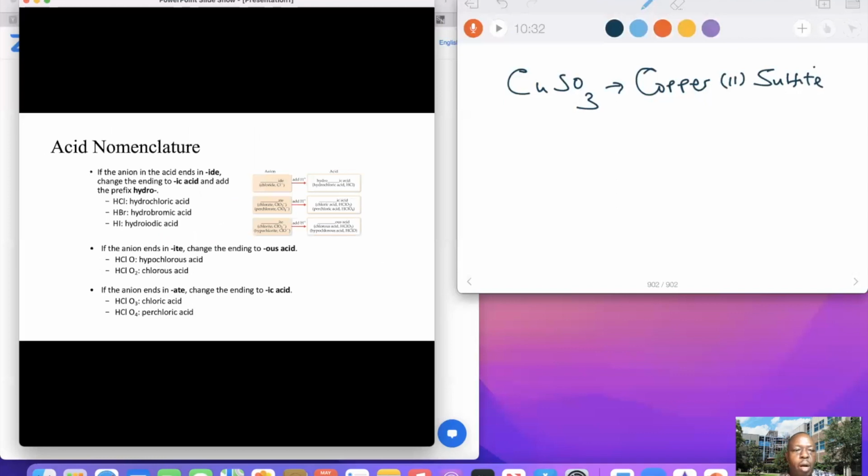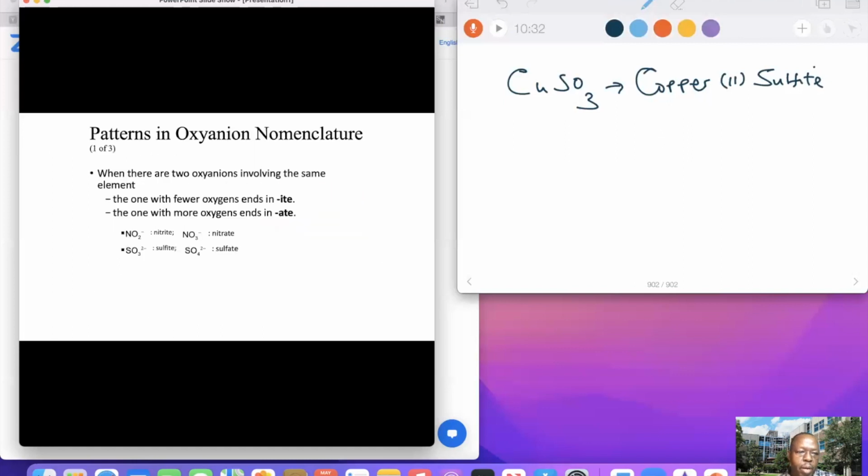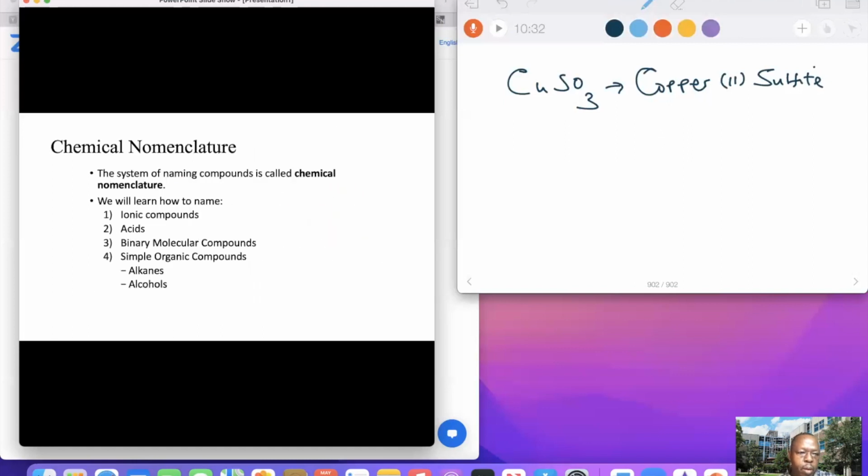Let's see, how do we name acids? I'm done with the ionic compounds. Please see me if you need more assistance. Use the SI session to read more or seek more remedial work on naming compounds. Let's see, acids.